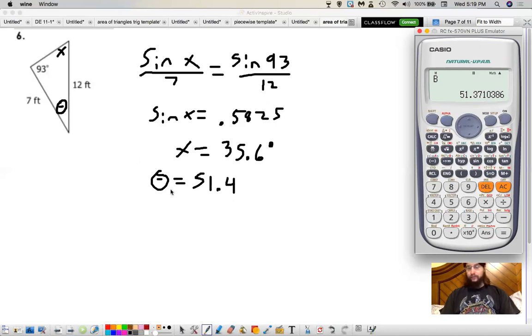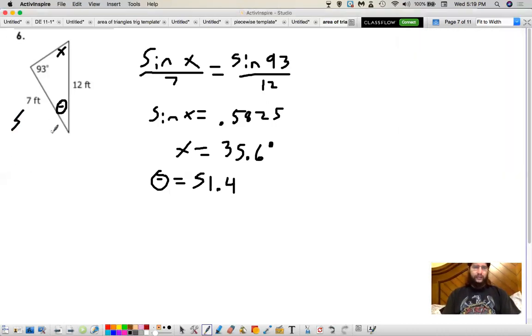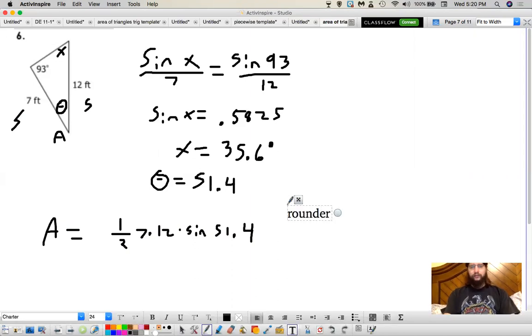We got theta. What are we trying to find again? The area. Let's find it. I now have side, angle, and side. So my area is 1/2 times 7 times 12 times sine of 51.4. Now we get the rounded answer, and the, I don't want to say actual, best estimate, I guess.